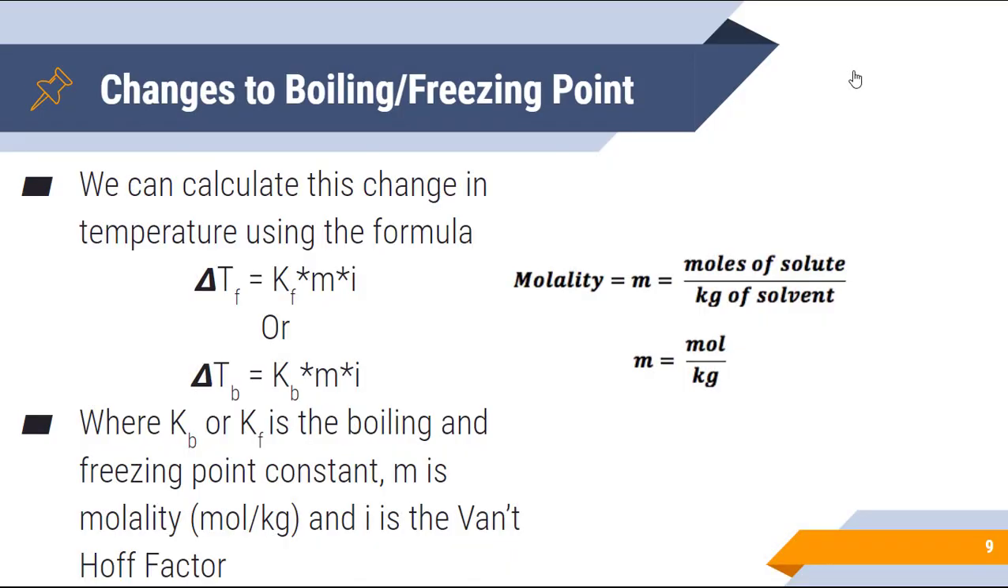So we can calculate this change in temperature by utilizing the formula delta TF equals Kf times small m times i, or delta TB equals Kb times m times i. This is where Kb or Kf is the boiling point or freezing point constant, so those will be given to you. Little m is molality, which is moles of solute divided by kilograms of solvent, and i is the Van't Hoff factor, which we'll talk about in just a moment.